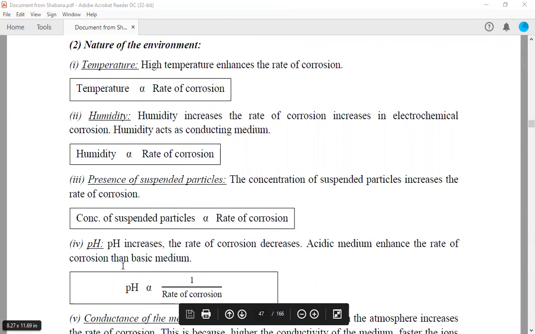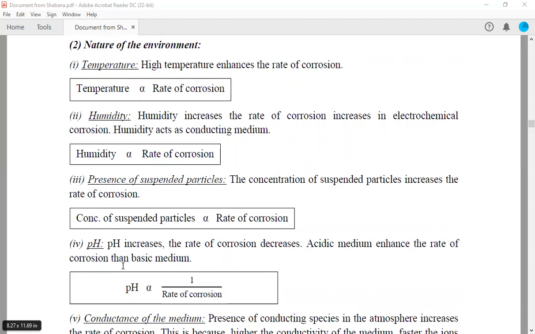The rate of corrosion reaction and the rate of diffusion increase with the increase of temperature, causing the increase in the rate of corrosion. That means higher temperature enhances the rate of corrosion. If the temperature is increased, the rate of corrosion increases. That means they are directly proportional to each other. If the temperature is decreased, the rate of corrosion is also decreased.